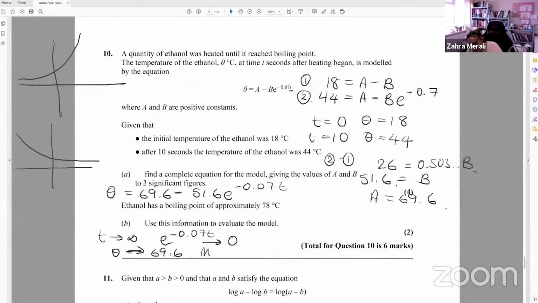So we're going to say the max temperature of the model is 69.6, not appropriate, as lower than 78. You're going to write it in much nicer words than me.